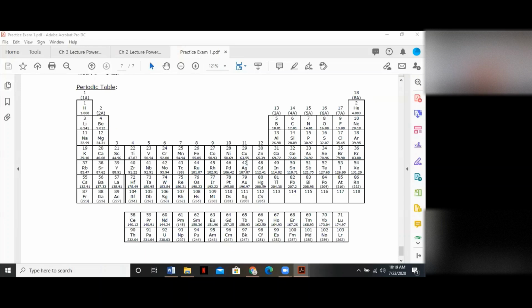So once again, let me brief it. Every single atom in the periodic table has two numbers. The smaller number is the atomic number, the larger number is the atomic mass. The atomic number equals the number of protons and will always equal the number of electrons if it is neutral. The number of neutrons equals atomic mass minus atomic number.